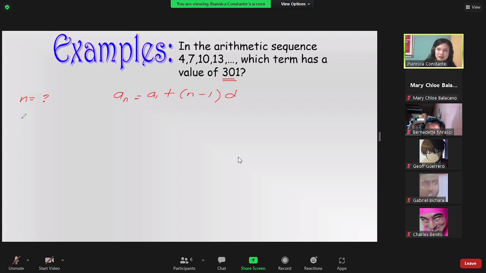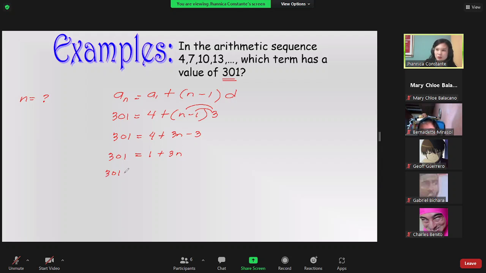Our an is equal to 301, and the first term of our arithmetic sequence is 4 plus n minus 1 times the common difference, which is equal to 3. So 301 equals to 4 plus 3 times n is equal to 3n, and 3 times negative 1 is equal to negative 3. Combine similar terms, so we will be having 301 equals to positive 1 plus 3n.